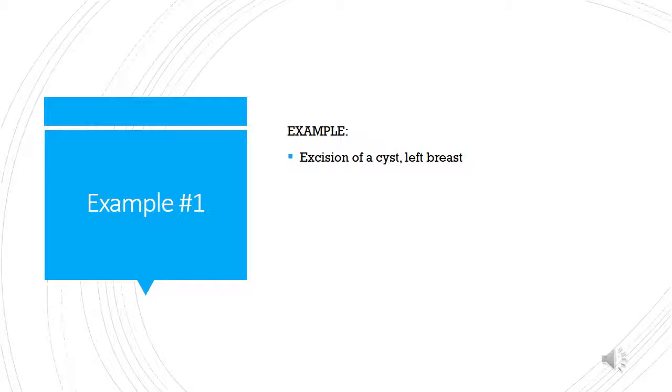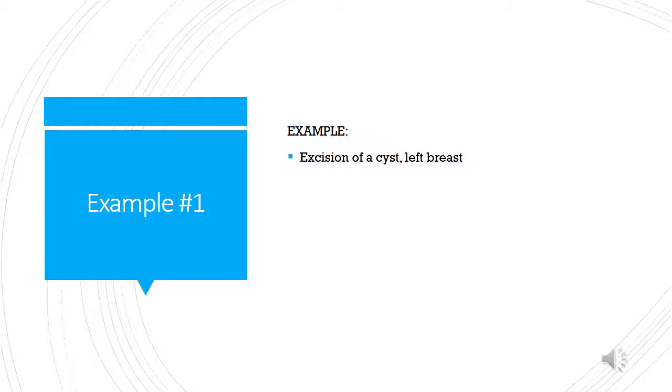Now that we've had a quick tour of the CPT manual, let's walk through assigning a CPT code together. Here's our example of a service which would be documented in the medical record: excision of a cyst, left breast. What's our first step once we have found a procedure or service to code? Right, we look it up in the index in the back of the CPT manual. So what should we look up? This could be found in a few places in the index.